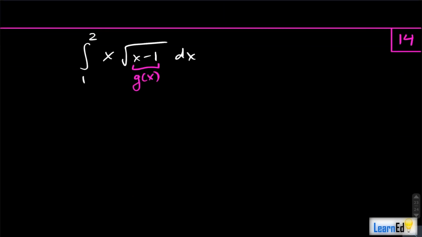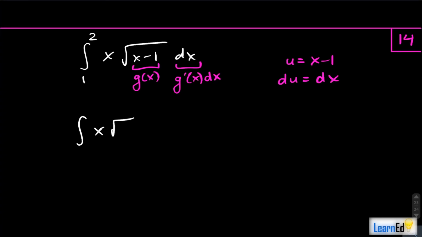That's the square root, right? But the derivative of this, right? Your g prime of x dx is just this dx, right? Because if you say u equals x minus 1, then du just equals dx. So how do we take care of this x that's sitting out here? Well, I'll show this right now. If we plug in everything that we have right now, we get x times root u du. So we can't integrate because we have this x left out.